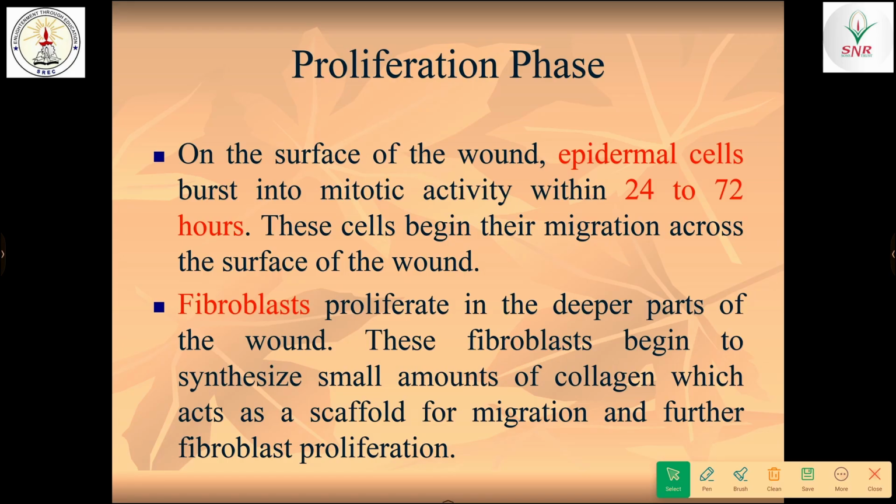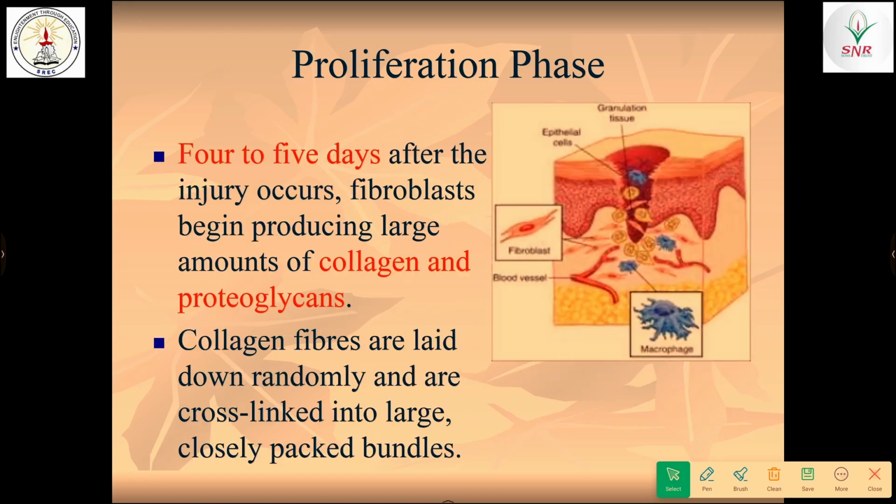Under the epithelial cells, if you go deeper, fibroblast cells are involved. These fibroblast cells also proliferate, and these cells can produce a large amount of collagen. Initially they will produce a small amount of collagen, which acts as a scaffold for migration and further fibroblast proliferation and also further synthesis of collagen. This collagen is helping in the reconstruction of the tissues.